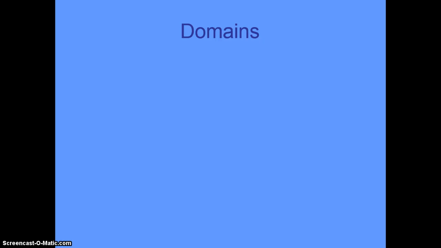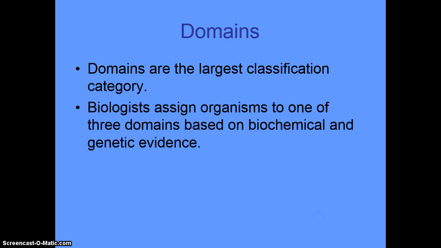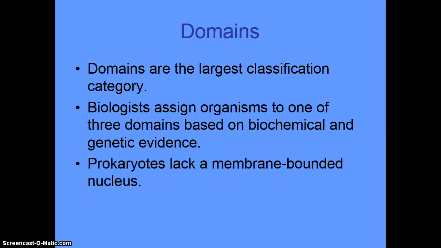And the first group we're going to talk about are called domains. Domains are the largest classification category. So if you can imagine taking all living things and putting them into 3 separate domains, that's how we've classified them in one large group into 3 smaller groups. So biologists assign organisms to one of 3 domains based on the biochemical and genetic evidence.